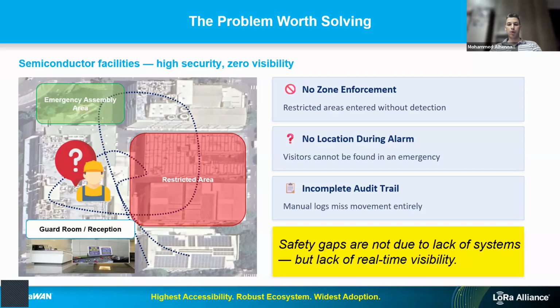It is a simple but powerful idea: to know where your visitors are at a semiconductor fab, to provide real-time responses in case of emergencies. Next slide, please.